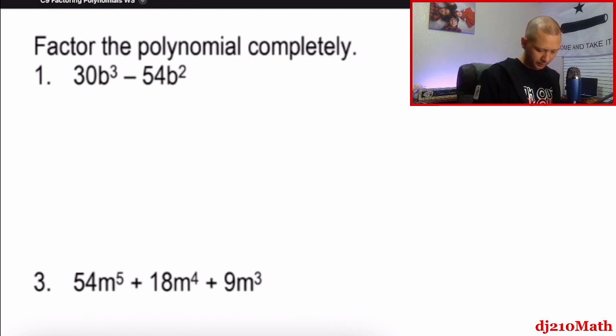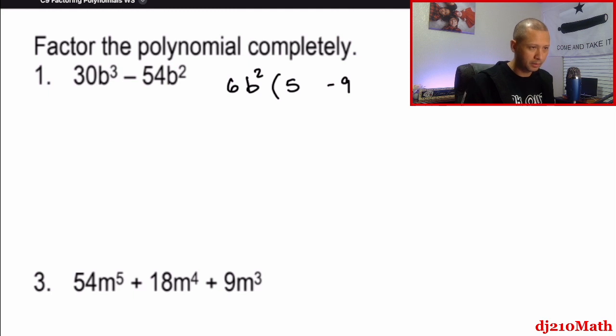So if I take out a 6, what's left behind? 5 and minus 9. I'm going to take out a b squared also, right? Because there's a b squared common to both. So 5b is left behind, minus 9. So we took out the GCF, right?